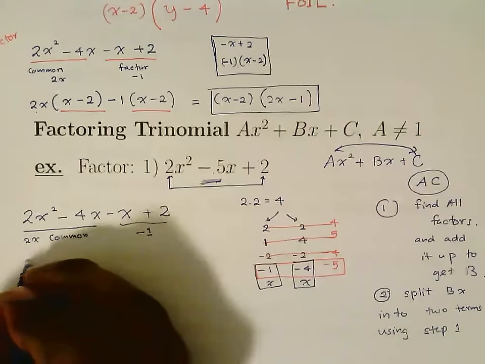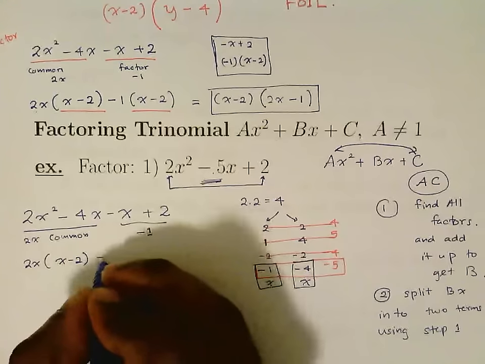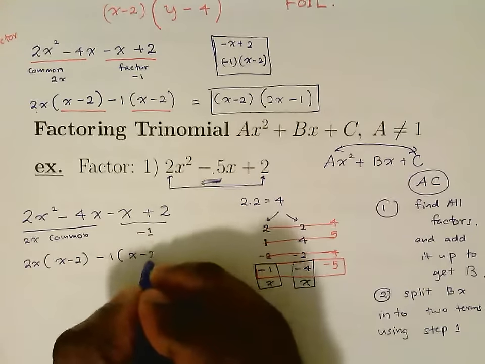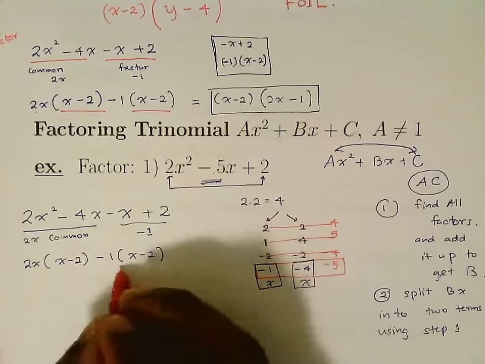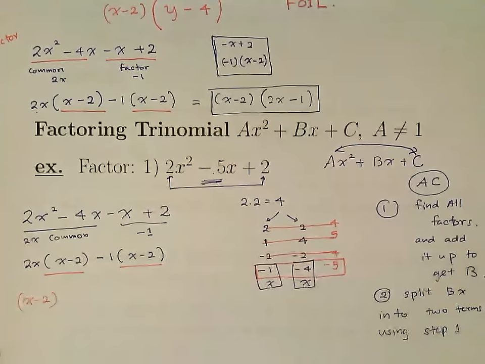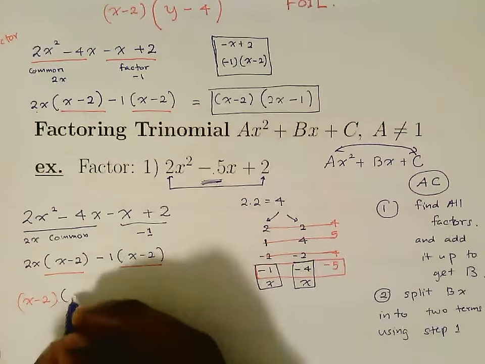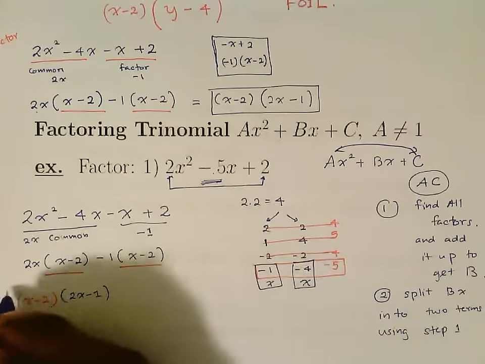Okay, so take out 2x, you get x minus 2, and take out -1, you get x minus 2. And then you can see that this is a common factor. Open the bracket and write 2x minus 1, and that's a factor.